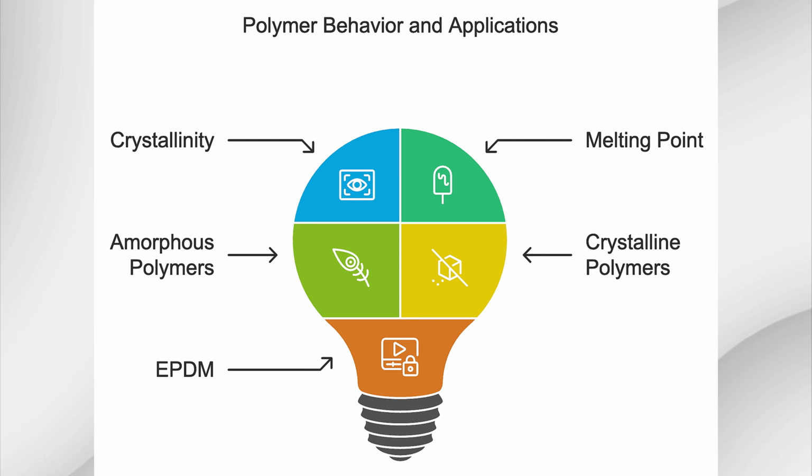Crystallinity also affects how a polymer behaves when exposed to heat. Crystalline polymers have a clear melting point, while amorphous polymers soften gradually. This is important when designing rubber compounds for high temperature environments. For example, EPDM, with its semi-crystalline nature, is often chosen for heat resistant applications because its crystalline region maintains structural integrity at higher temperatures.